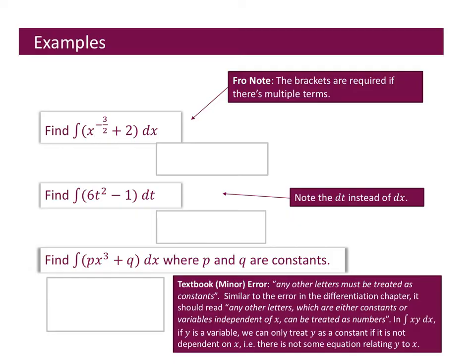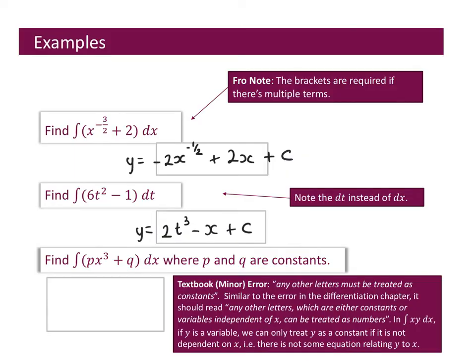So very quickly then, increase the power by 1, minus a half, divide by the new power, minus 2, plus 2x plus c. This time you can see our variable is t, because it says with respect to t. So we're going to increase the power by 1, t cubed, 6 divided by 3 is 2, minus x plus c.